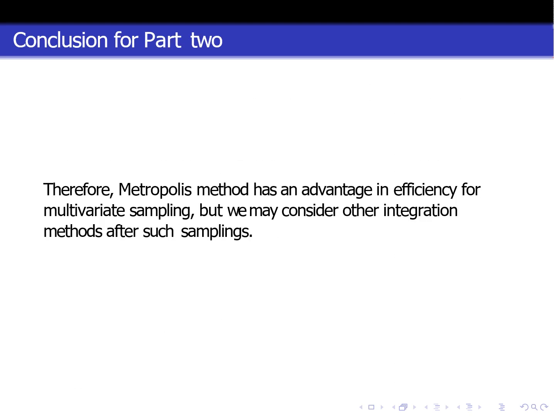Therefore, we have the following results. Metropolis sampling method has an advantage in efficiency for multivariate sampling, but we may consider another integration method after such sampling.